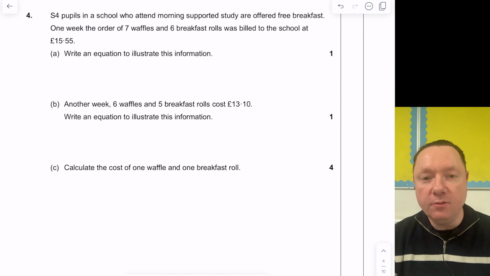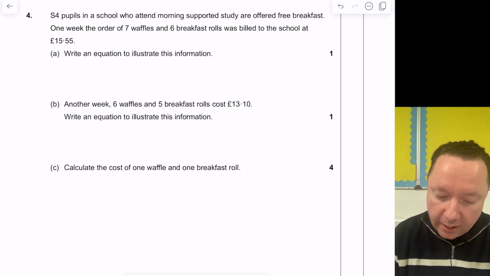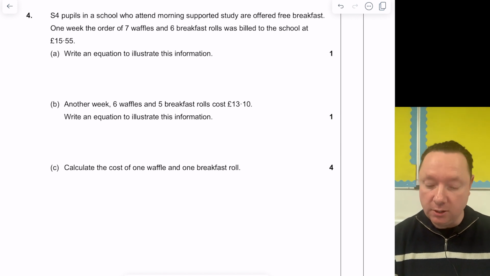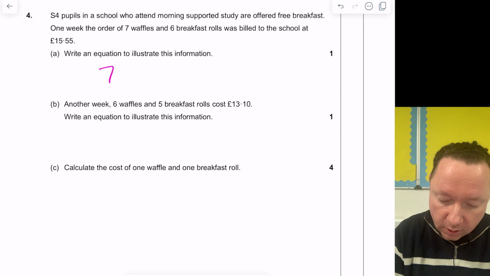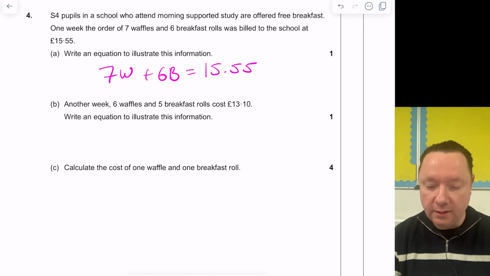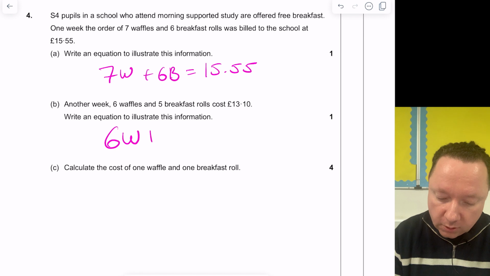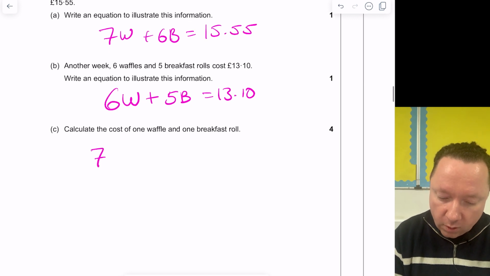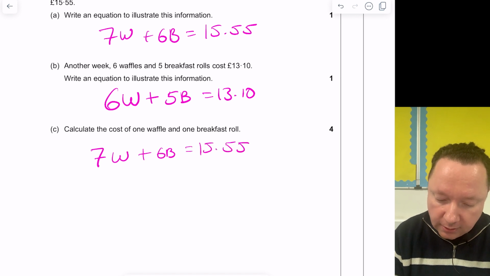Question 4, National 5 Maths 2024 Paper 2 Essential Skills. For pupils in school attending a supported study, blah, blah, blah, write an equation. So it is simultaneous equations. 7 waffles plus 6 breakfast rolls, we'll call that B, is 1555. It then says 6 waffles plus 5 breakfast rolls is 1310. Calculate the cost of one of each. So simultaneous equations. So let me write them one above the other. Remember, you have got a calculator anytime you want in this, so we will make use of that.